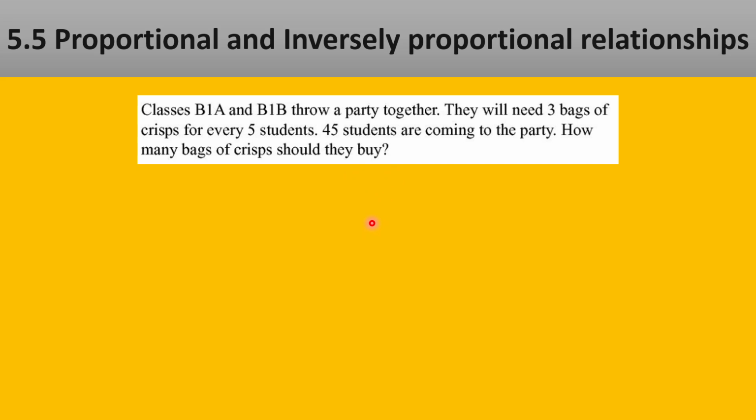Okay, so if you know that you need 3 bags for 5, maybe you also know that if I would double the amount of students and I get 10, I would need double the amount of bags of crisps, right? So that means 6 bags of crisps. But here I don't have double the amount of students, I have 45 students. And they say 3 bags of crisps per 5.